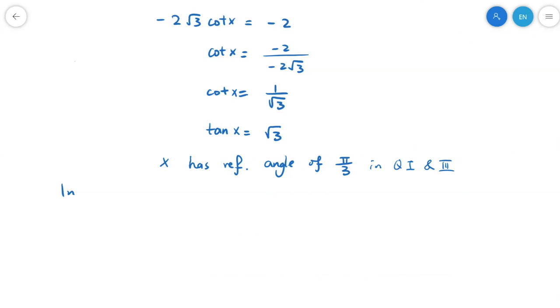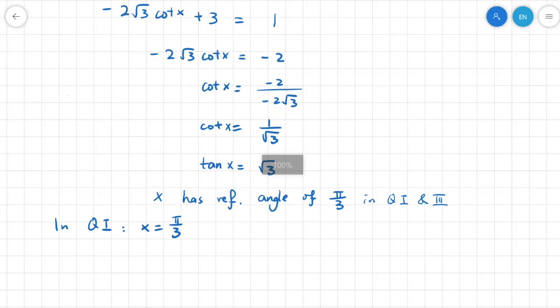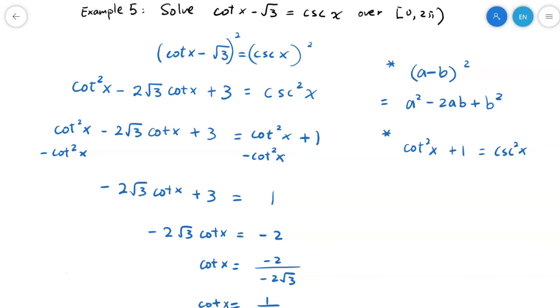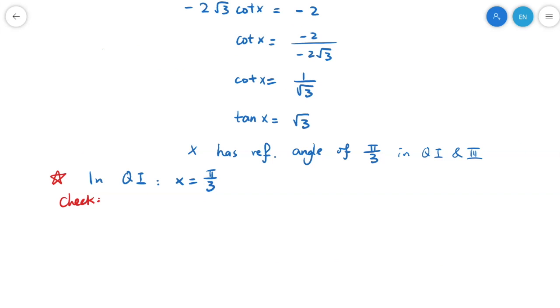So in quadrant 1, x will equal pi over 3. Now I need to check my answer, because at the beginning I squared both sides. That means I have to check if all the answers are the ones I needed or if I created extra ones. So I need to check that cotangent of x minus square root of 3 does equal cosecant of x, where cosecant of pi over 3 is equal to 2 square root of 3 over 3.